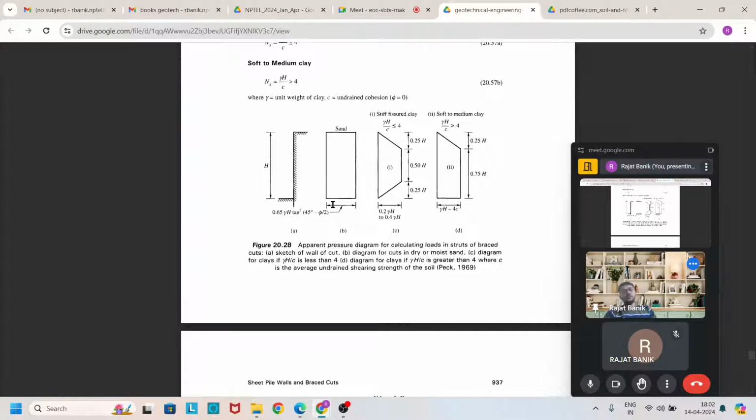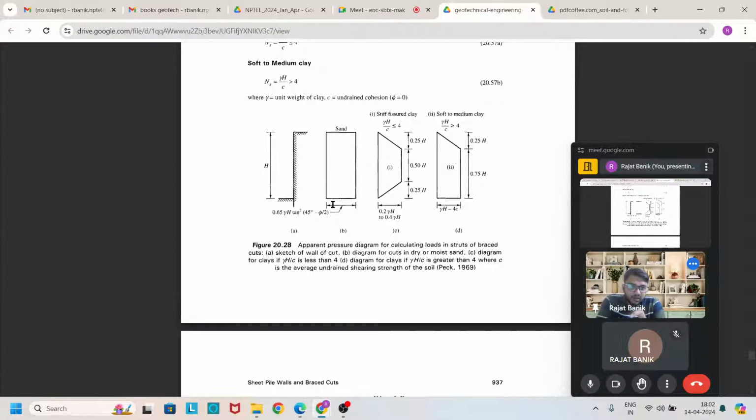And here we see in the last it is given the different types of pressure diagram that act along this rigid cut. For sand it is uniform and the width of this pressure diagram is 0.65 gamma h tan square (45 degree minus phi by 2). And for stiff fissured clay, the pressure diagram is trapezoidal shape. That means it is increasing first, then it remains constant. After a certain depth, it is decreasing.